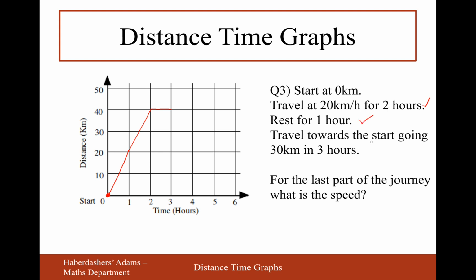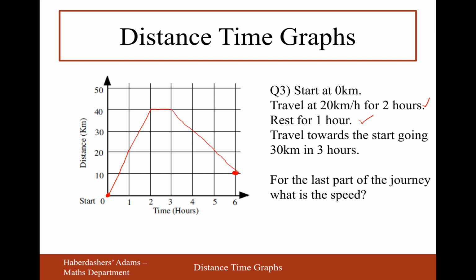And then travel towards the start, going 30 kilometers in 3 hours. So different language here. This is travel 20 kilometers per hour for 2 hours, whereas this is travel towards the start, going 30 kilometers in 3 hours. So I've got to travel 30 kilometers back in 3 hours. So that will intersect back at 0, or after 3 hours, it will be travelling back by 30 kilometers.